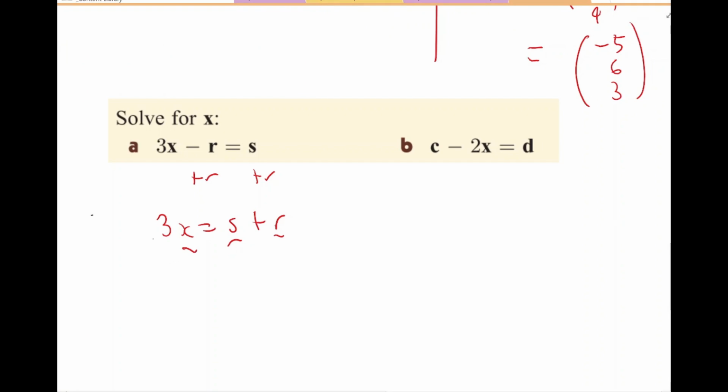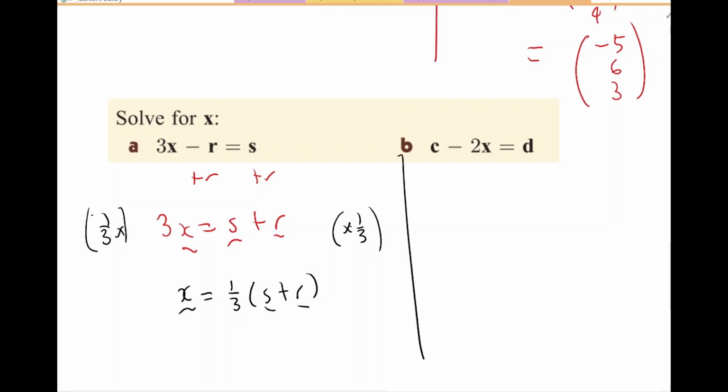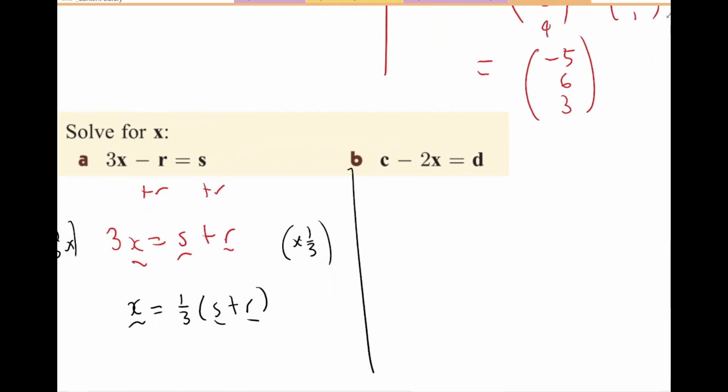But you can't divide by 3. You're not allowed to divide a vector by a number. What we're going to have to do is times both sides by a third. And what that does is we're going to get x on its own equals a third of s plus r. So it's kind of like s plus r divided by 3, but you're not really allowed to write it as divide.